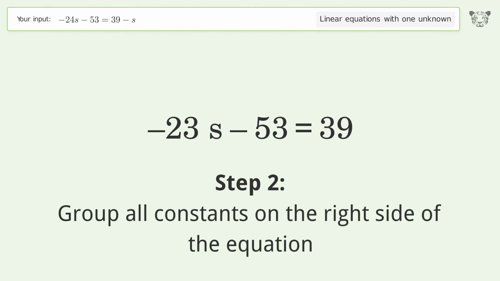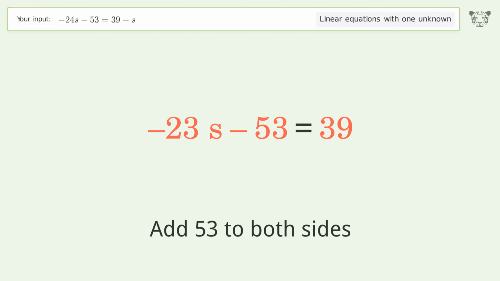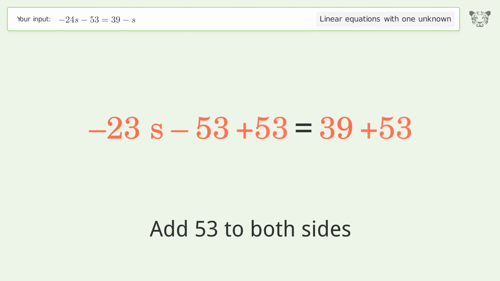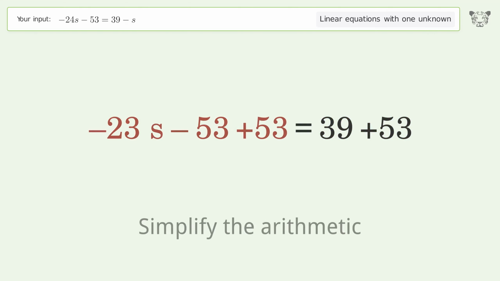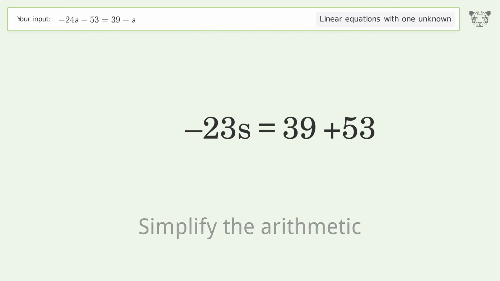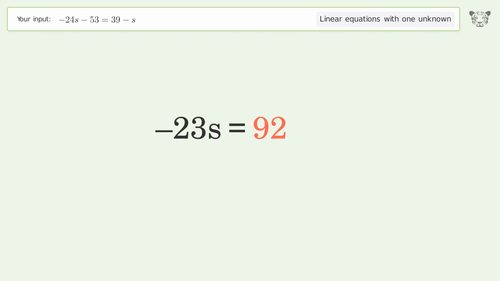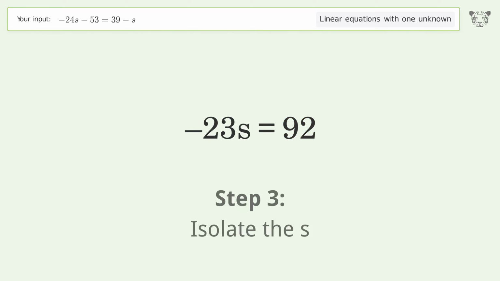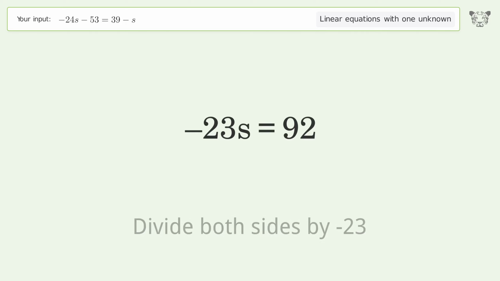Group all constants on the right side of the equation. Add 53 to both sides. Simplify the arithmetic. Isolate the s. Divide both sides by -23.